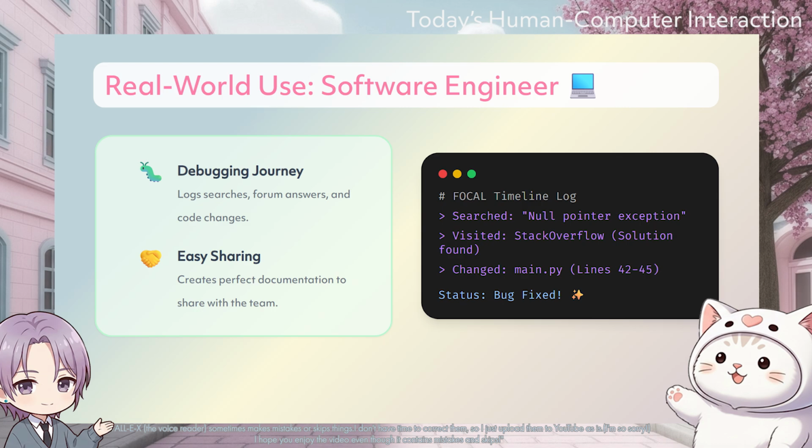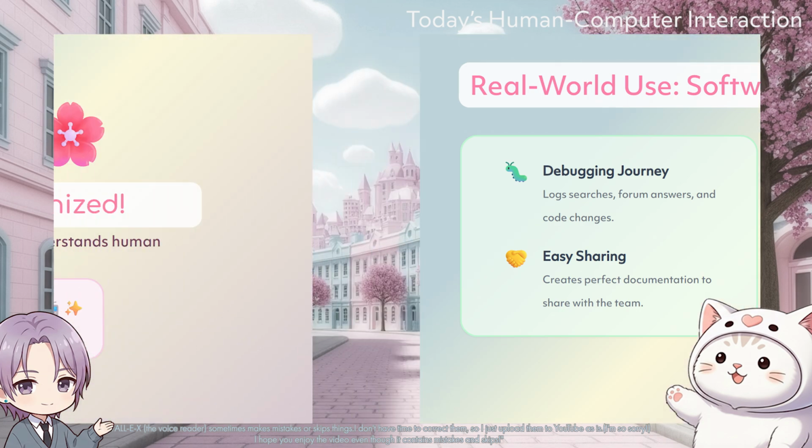Focal could automatically log their entire problem-solving journey, and create a clear timeline, showing exactly which error they searched for, which website gave them the correct answer, and what specific code they changed. This creates a perfect documentation of the fix, which they can easily share with their colleagues later.